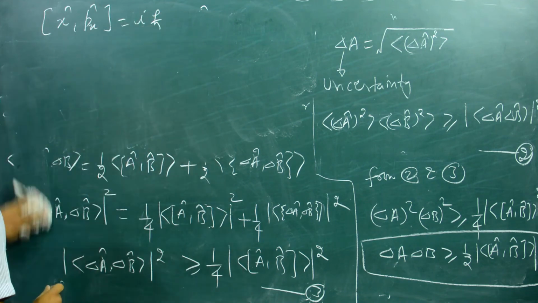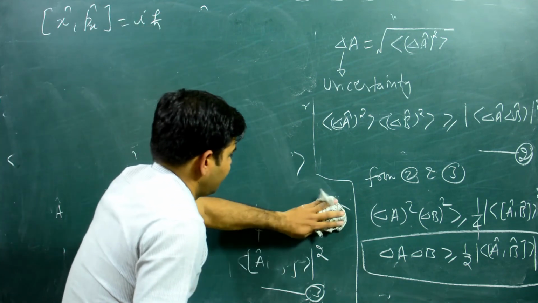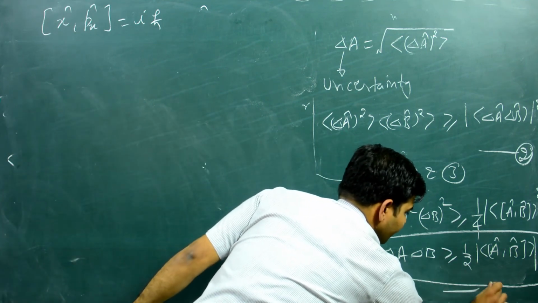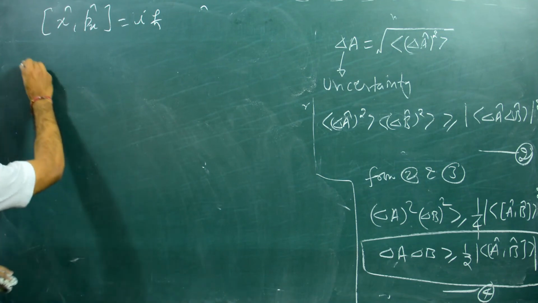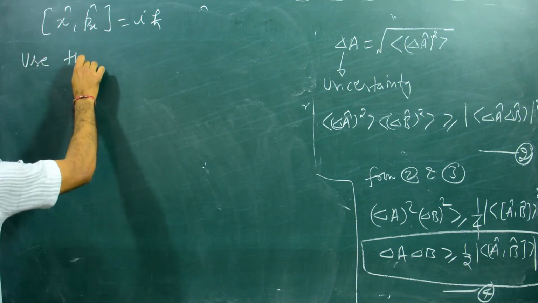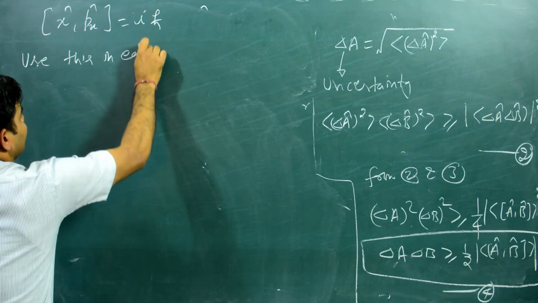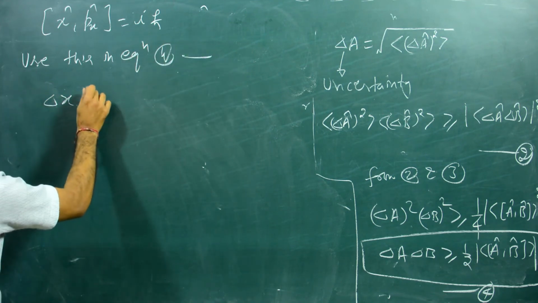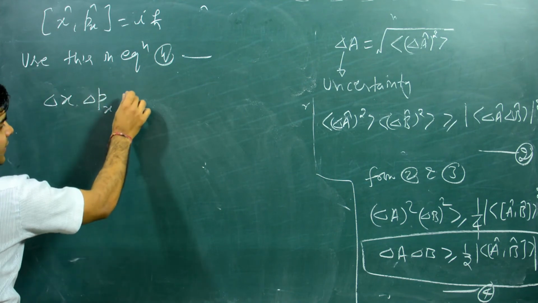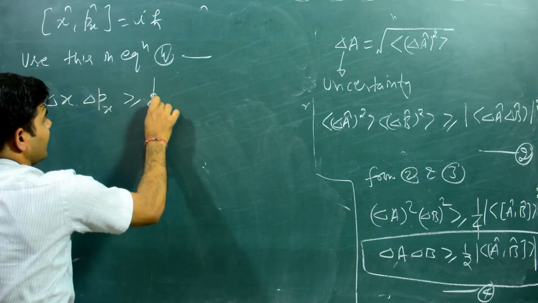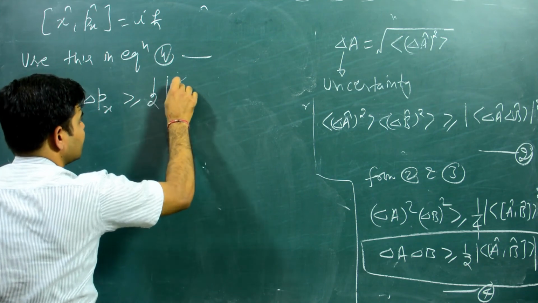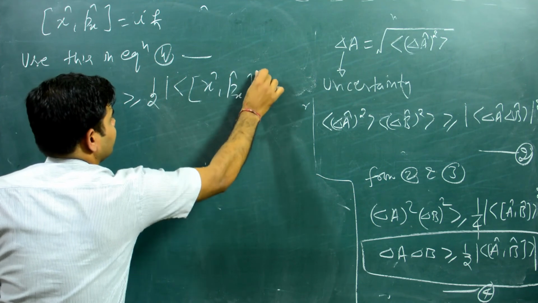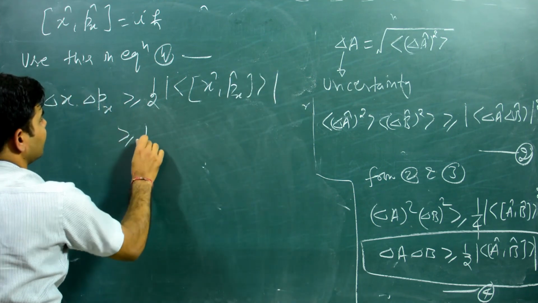So if I use this relation into, let me put as equation 4, so use this in equation 4. What we get is delta x into delta p_x greater than or equal to half of the modulus of the expectation value of the commutator of x hat and p_x, which is greater than or equal to half.